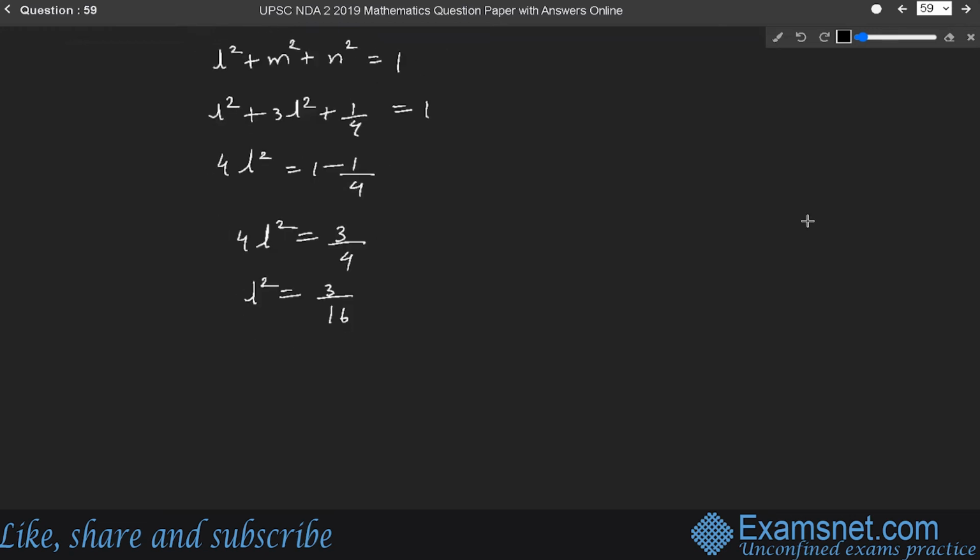And if L square is equal to 3 by 16, L will be equal to plus minus root 3 upon 4. Therefore, we can say that L1, M1, N1 is equal to root 3 by 4, 3 by 4 and 1 by 2.